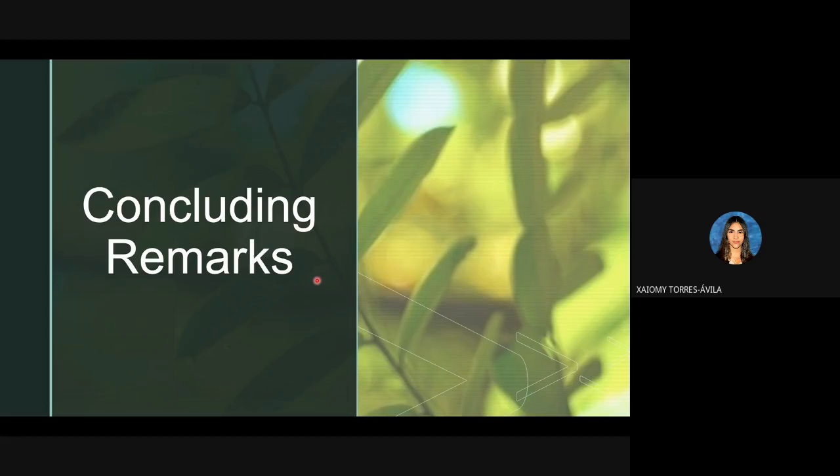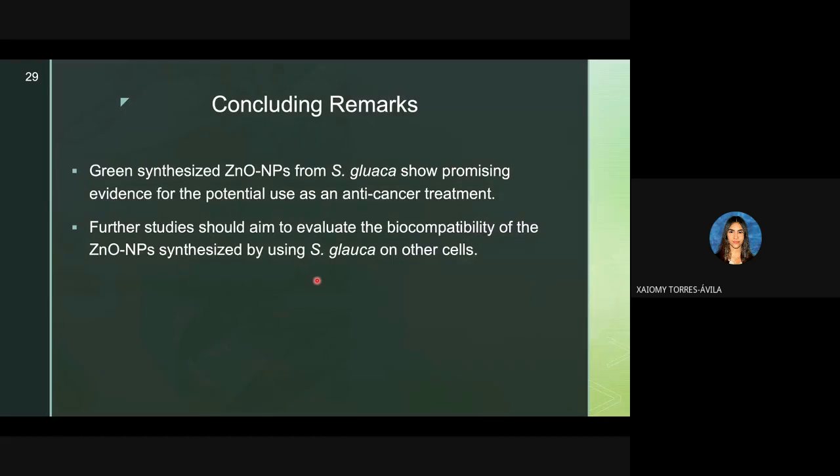Now, moving on to the concluding remarks. Green synthesized zinc oxide nanoparticles show promising evidence for their possible use as an anti-cancer treatment. Not only do they exhibit a high antioxidant potential, which is useful when dealing with hydroxyl radicals, they also presented a noticeable decrease in mitotic index, hinting at the possibility of functioning as antimitotic drugs, which can be used to treat cancer. And lastly, they are biocompatible with erythrocytes.